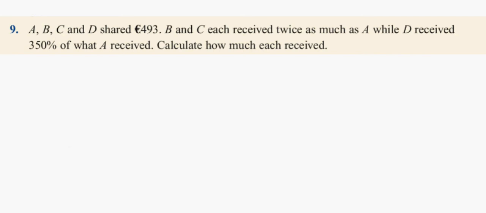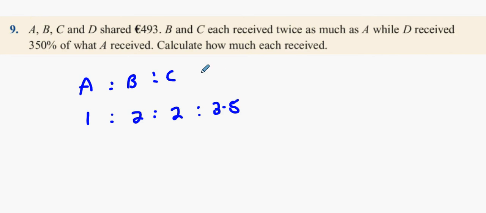So get this. A would be 1. What would B and C be? 2 and 2. And what would be 350% of 1? We aren't happy about the presence of a decimal. Multiply everything by 2. We have 2 is to 4 is to 4 is to 7. Yes? I did it with the decimal. Yeah, it still works, provided you're accurate.